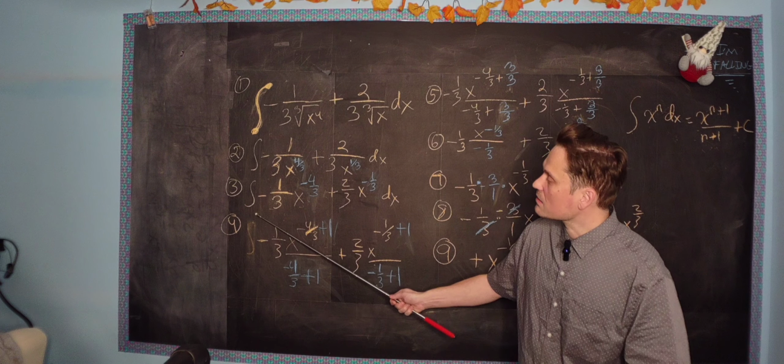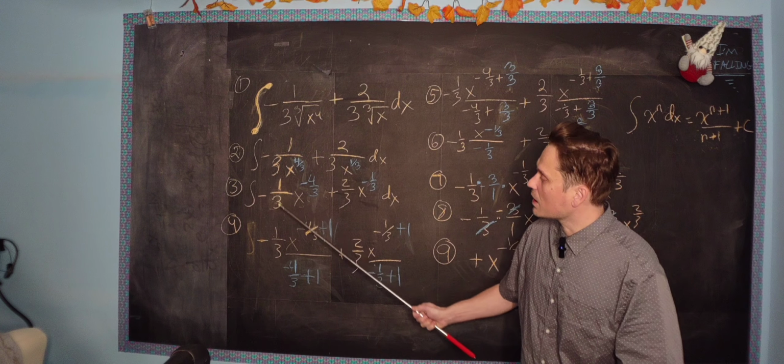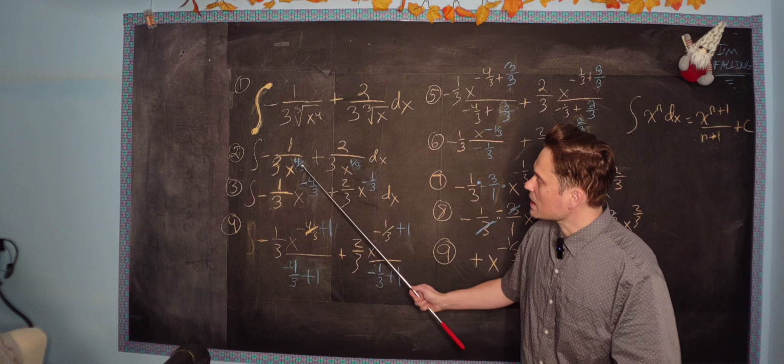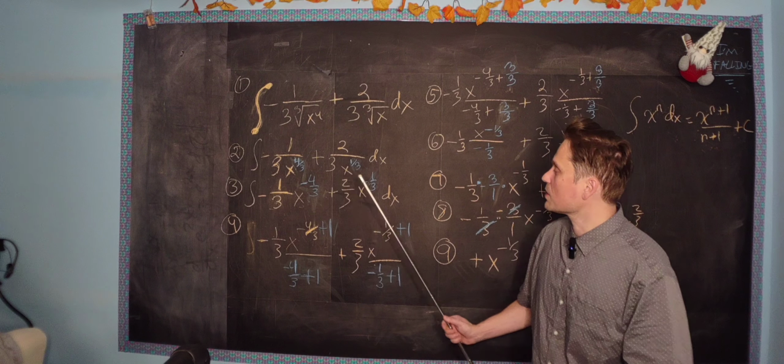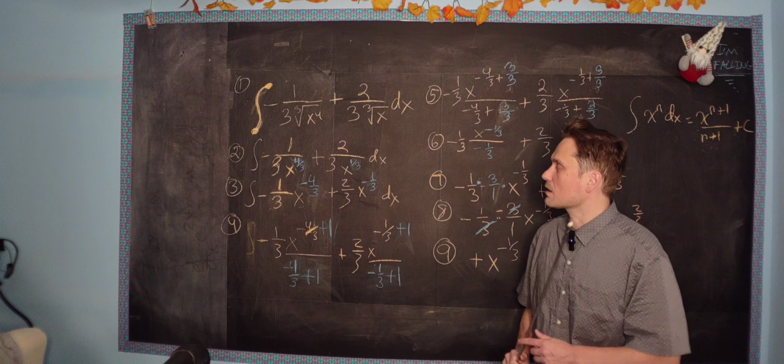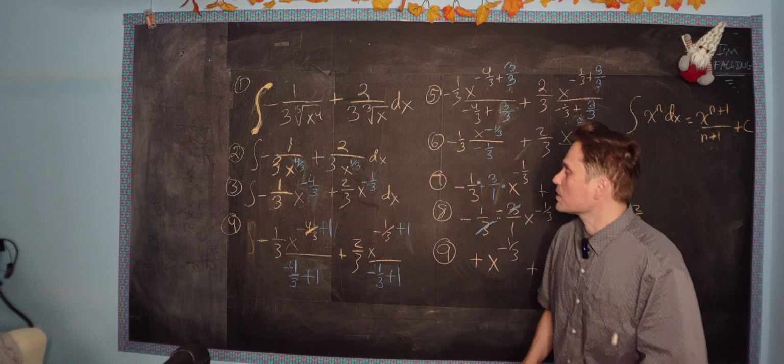Now, take a look. At the next stage, the antiderivative becomes the antiderivative of 1/3, keep the negative, and then write that x to the 4/3 as x to the negative 4/3 by the rules of negative exponents, plus 2/3 and then x to the negative 1/3, again by the rules of negative exponents.